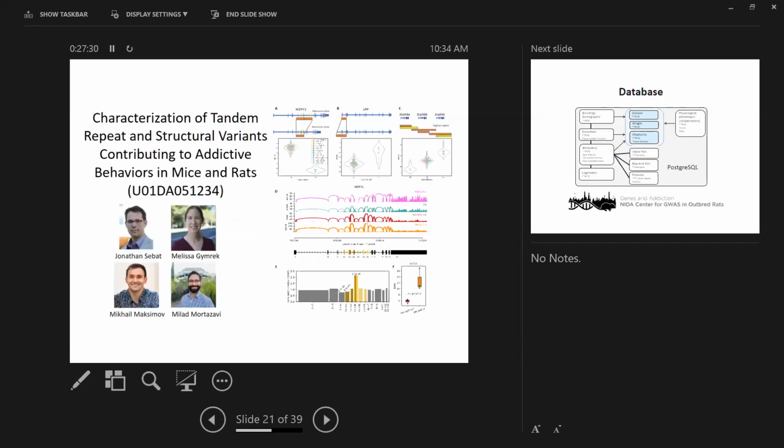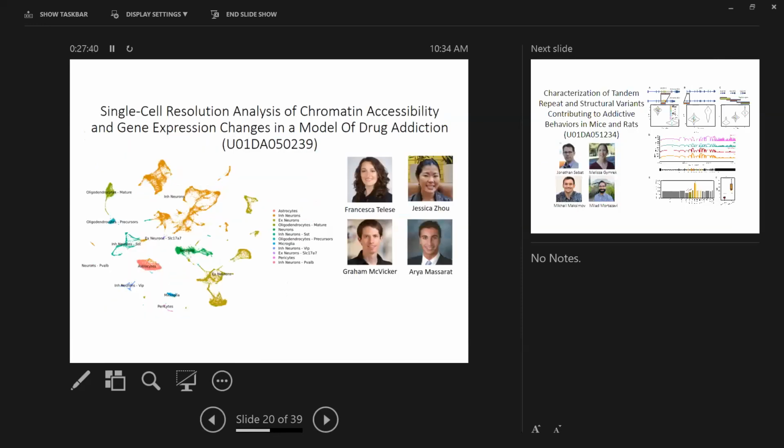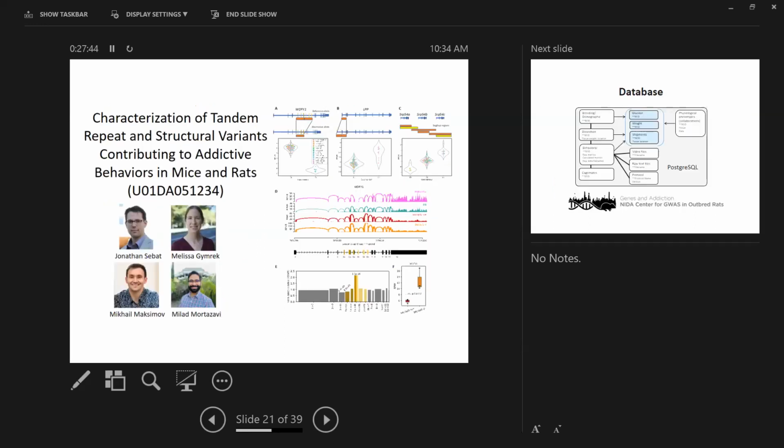Skip that, that's more about the single cell. I'm going to skip this, I told you about this a little bit. This is about detecting these different kinds of variants, like these tandem repeats and structural variants. But I guess what I want to communicate is we have lots of collaborators. So here, Graham is over at the Salk and Francesca's in medicine.